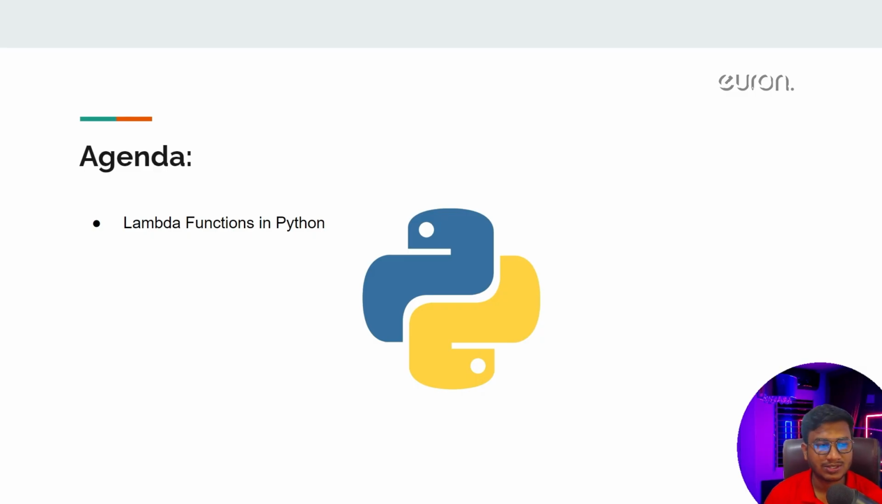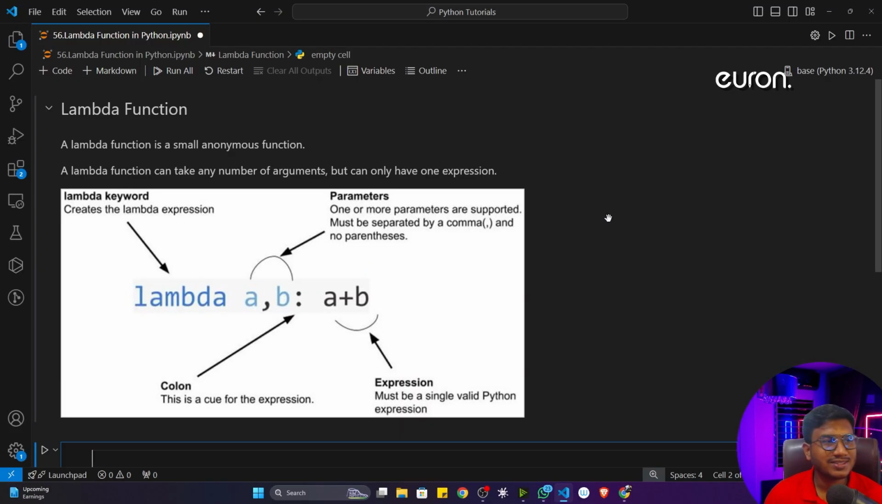So I'll just go to my code editor and I'll show you this particular Lambda function. So guys, you can see a Lambda function is a small anonymous function inside Python. A Lambda function can take any number of arguments, but can only have one expression. Okay, so here you can see I have kept one example.